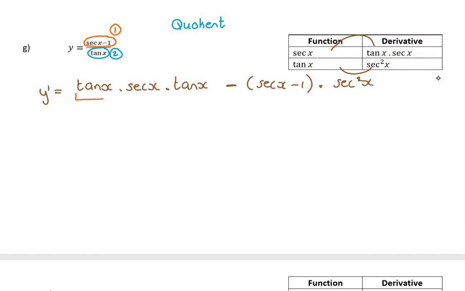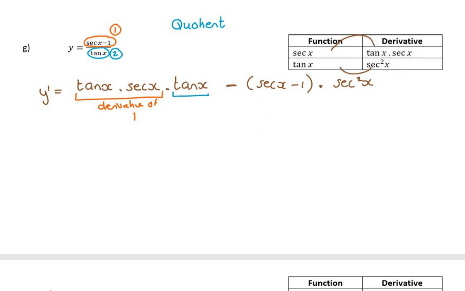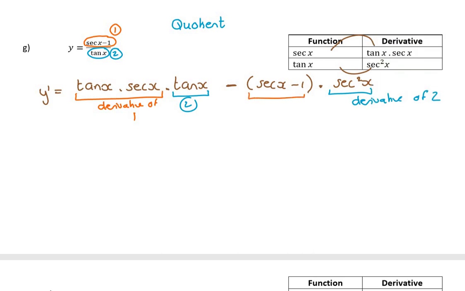So let's just quickly color coordinate this. So this is the derivative of 1. Tan x is the fact that we have to leave the bottom. This is the derivative of 2. And this first bracket is just the top function. So don't forget, however, that there's a denominator. So this is all divided by the bottom squared, which is tan squared x.